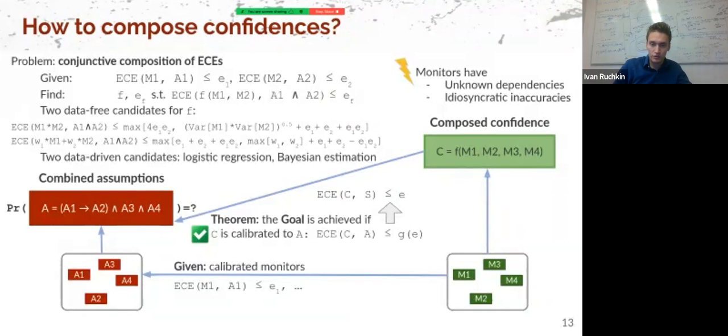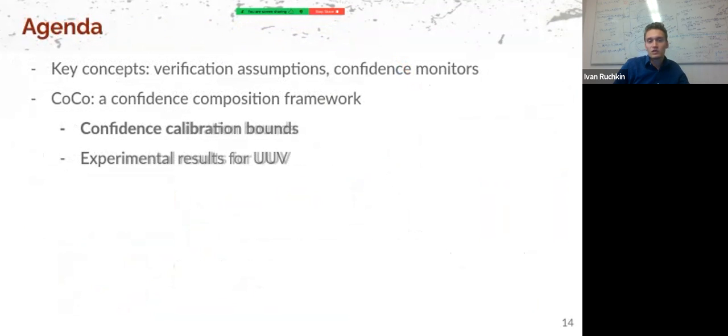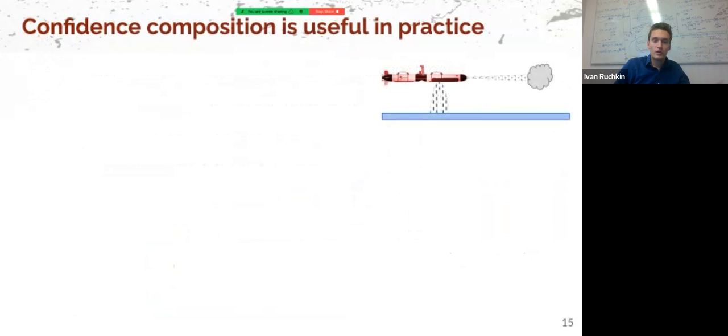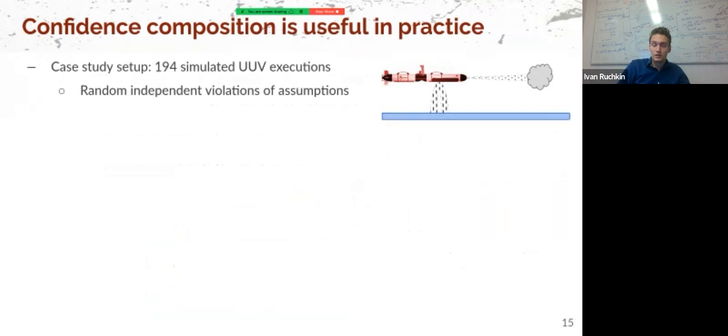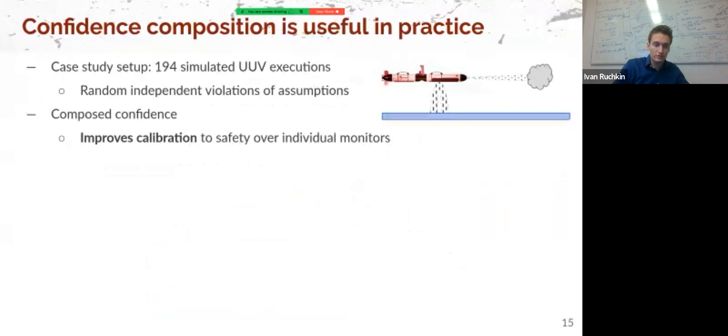So that's all the math I wanted to show you. Let's move on and see how all this works in practice. Is this useful? To answer this question, we completed a number of experiments in the rich and complex UUV simulator. During these experiments, we perturbed the underlying assumptions behind the system. Sometimes these perturbations resulted in safety violations. And so it turned out that the composed confidence that our framework produces outperforms the confidences of individual monitors when it comes to predicting safety. And this is good, and this is what you would expect from any good compositional method.